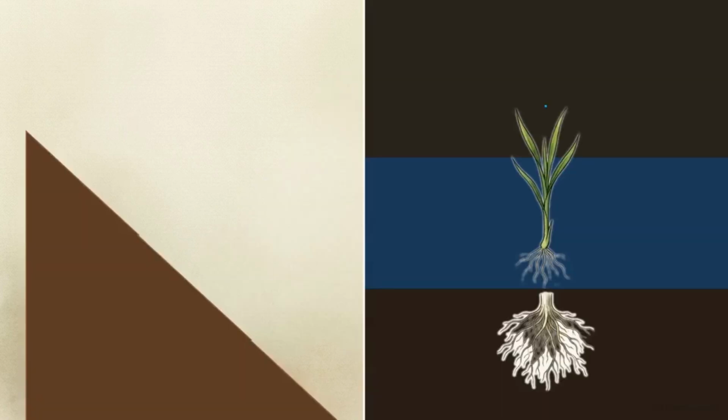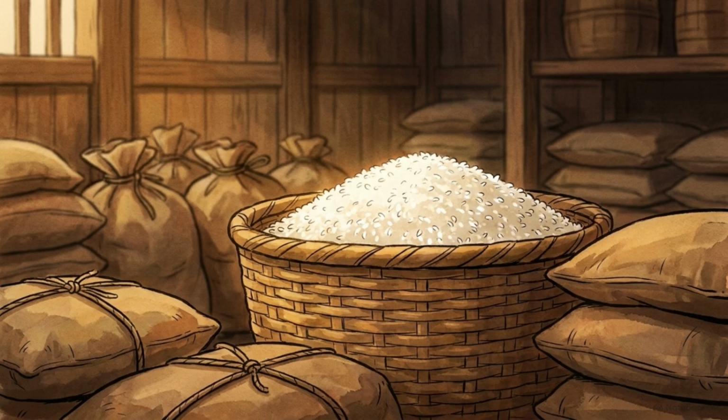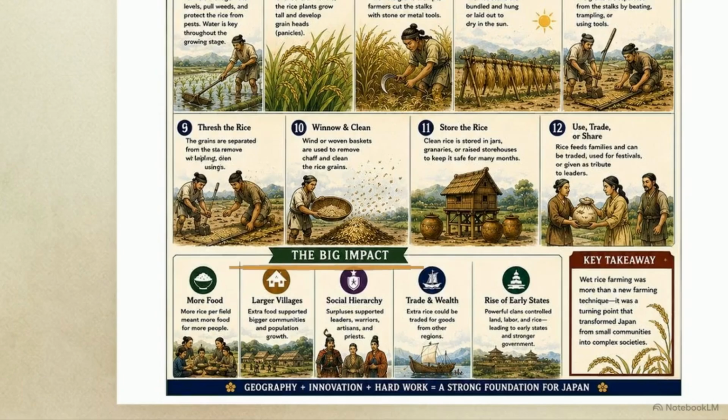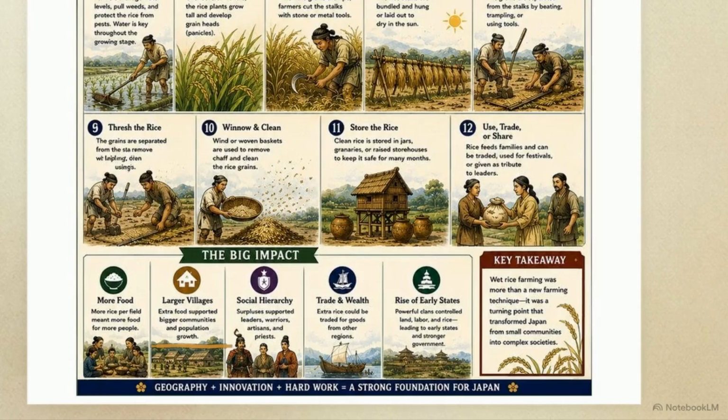By engineering the landscape and managing the biology of the rice plant, you have successfully secured a surplus of grain that can last well beyond the harvest season. This surplus changed the trajectory of early Japanese society. Because rice could be stored and traded, villages no longer needed to move to find food. They could grow into permanent, larger communities with specialized roles for builders, artisans, and leaders.